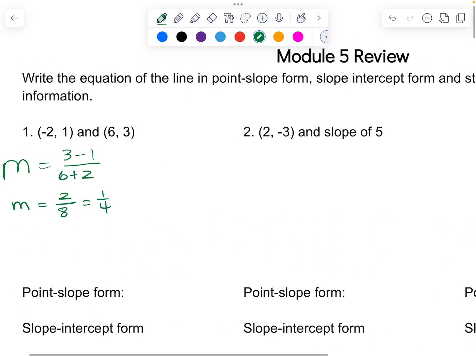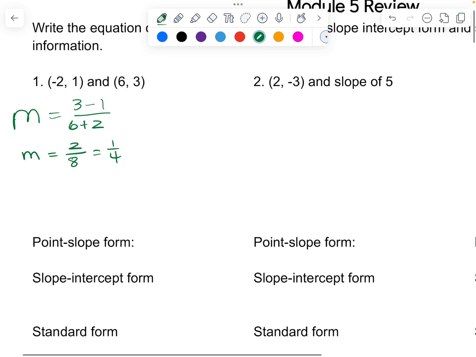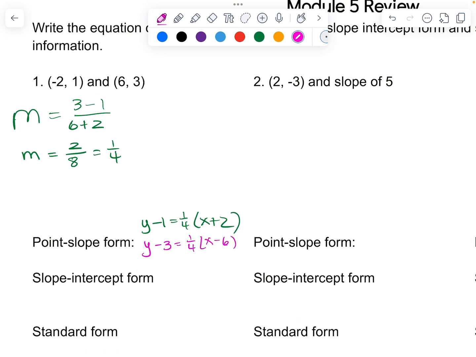Point slope form. Now, I don't care which one you use. You can either do y minus 1 equals 1/4 times the quantity x plus 2. Or you can do y minus 3 equals 1/4 times the quantity x minus 6. Either way, it will work.